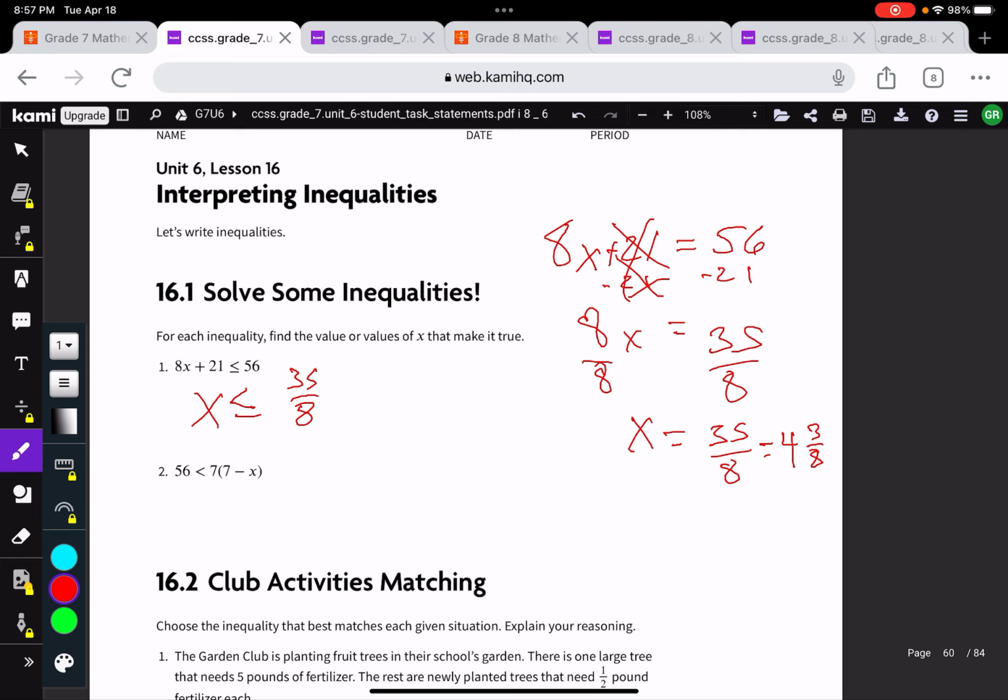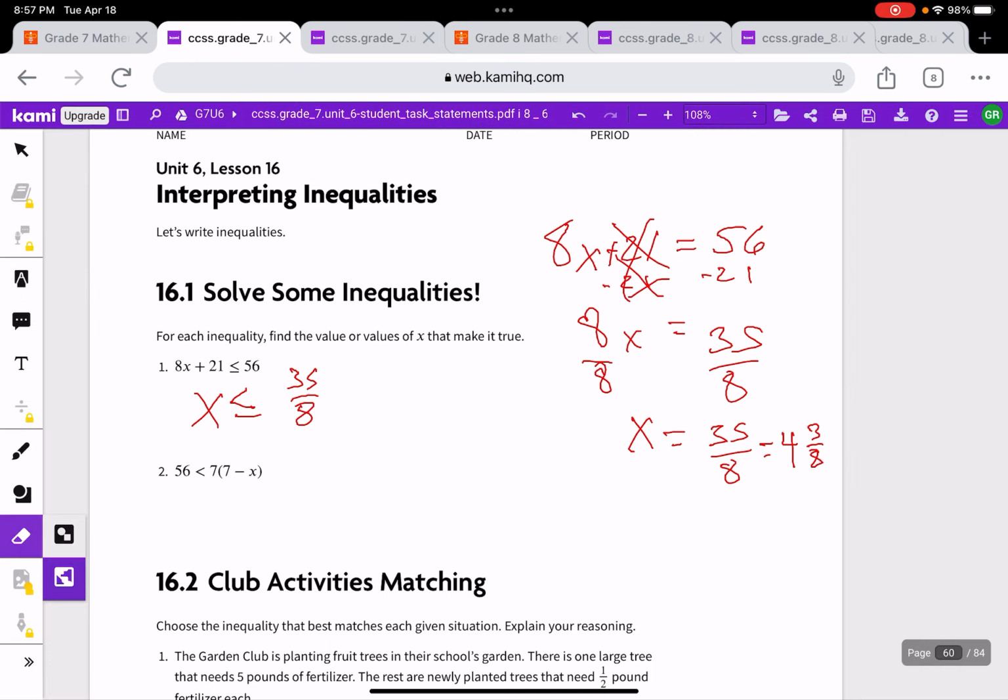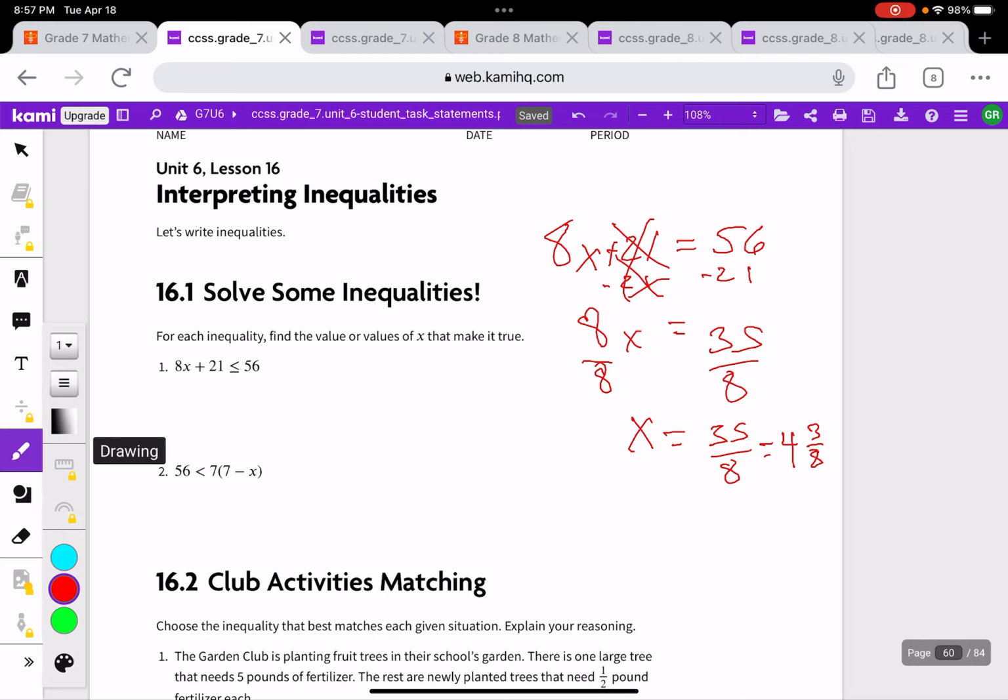Now, I'm going to erase this because I think I'm going to need some more space here. This next one I'm going to rewrite up here. 56 is less than 7 times 7 minus x. Oops, 7 minus x.